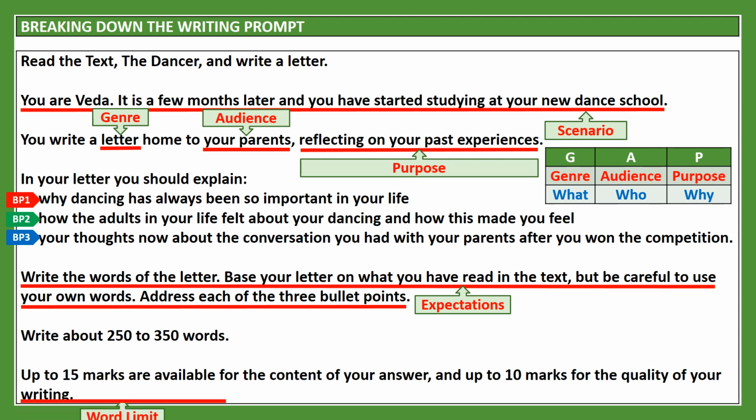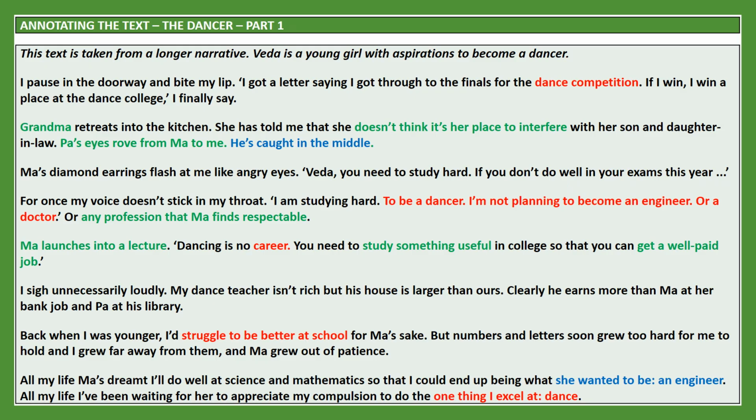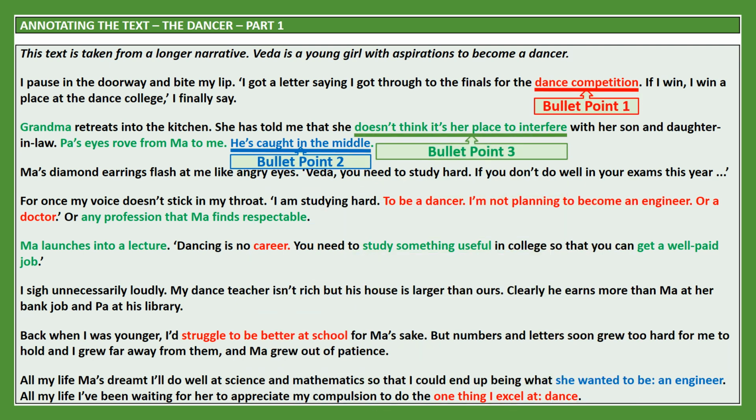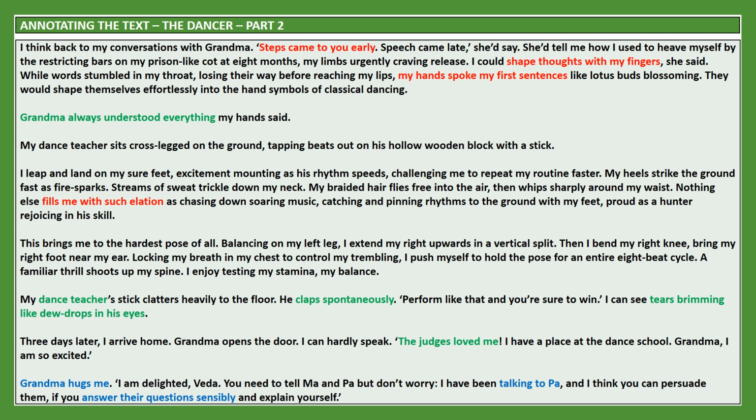You should write between 250 and 350 words, which is 1.5 to 2 sides of A4 in standard handwriting. Read the text, highlight evidence or information relevant to the focus of each bullet point. Use color coding to differentiate each bullet point. Similarly, read part 2, highlight evidence or information relevant to the focus of each bullet point.